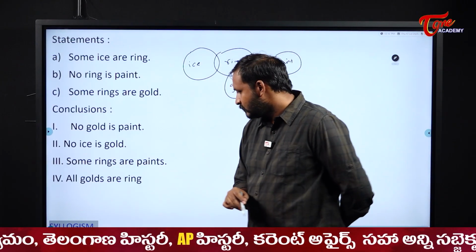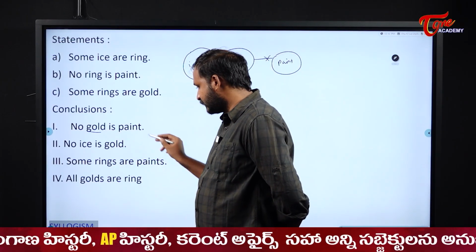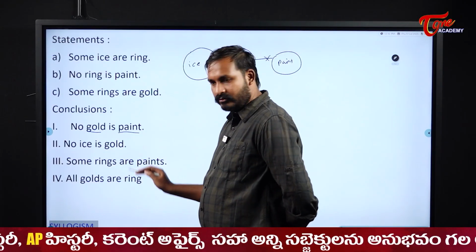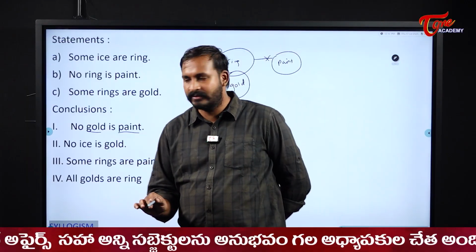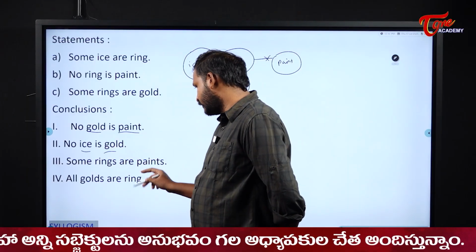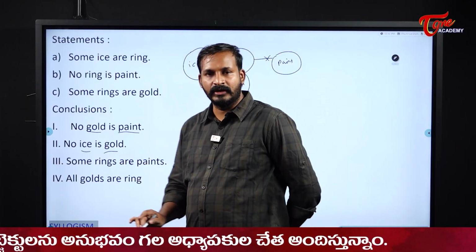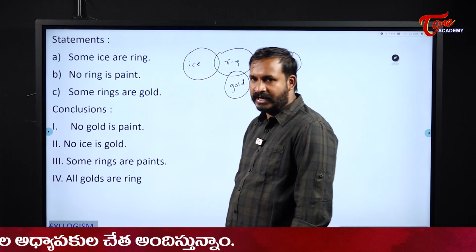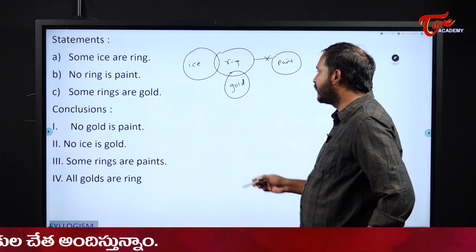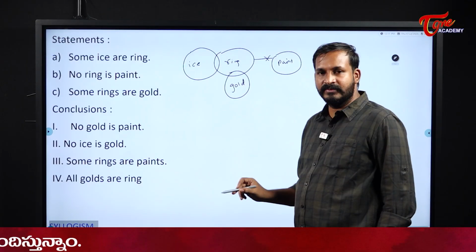Now see here, gold and paint. Is there anywhere gold and paint? No, I don't have gold and paint. Same elements, I have a positive conclusion, but with the same elements, no. Next, ice and gold. Ice and gold I don't have. So here all are individual, no need to think too much about the either-or. So, no gold is a paint. According to the basic diagram, that is true.